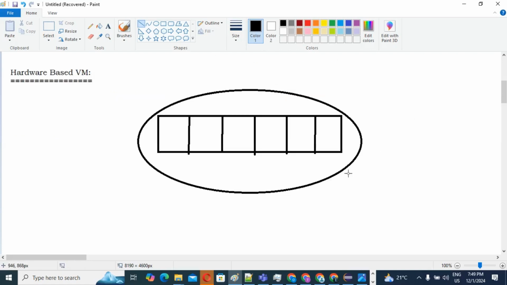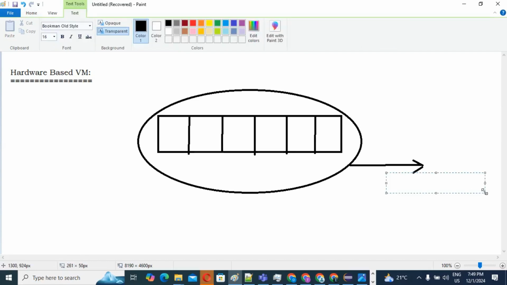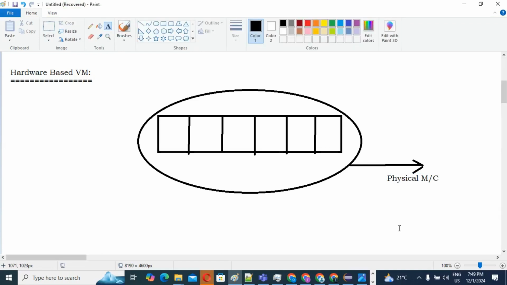So guys, this is our one physical system, our one physical machine. I am writing here: this is our physical machine. Guys, this is our several, 1, 2, 3, 4, 5, 6, 7, our several logical systems.